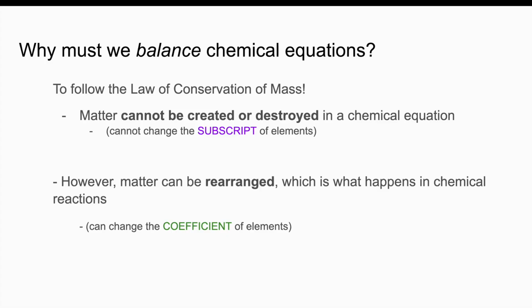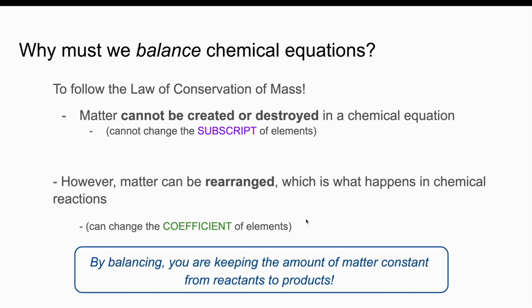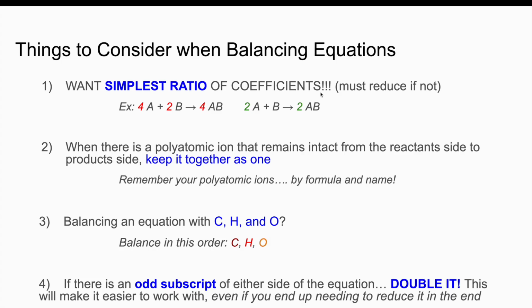Okay. So why do we balance chemical equations? To follow the law of conservation of mass. Matter and energy cannot be created or destroyed, but it can be rearranged, which is what happens in chemical reactions. So to account for this rearrangement of matter, we can change the coefficients of the molecules or elements, whichever one it is. But we cannot change the subscript of the elements. And by doing this, you are keeping the amount of matter constant from reactants to products, which is important.